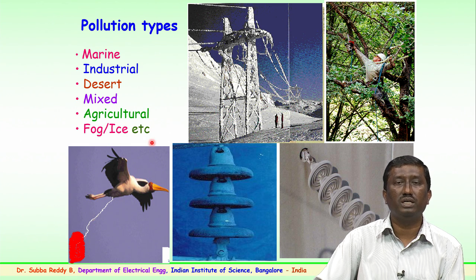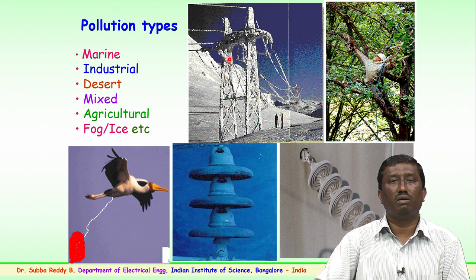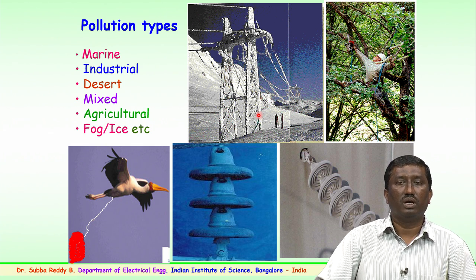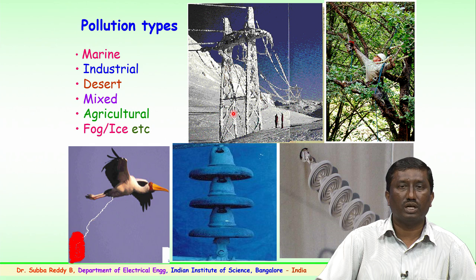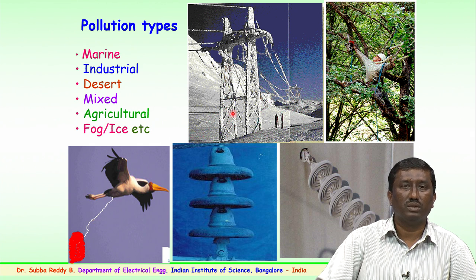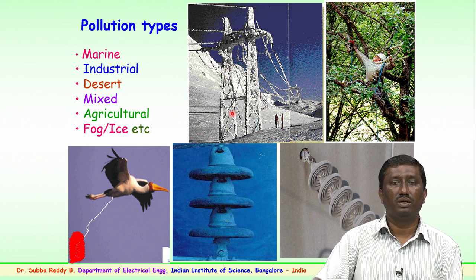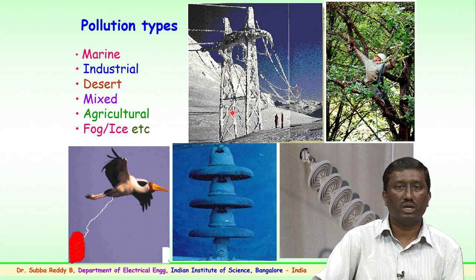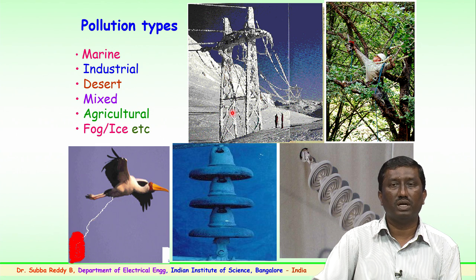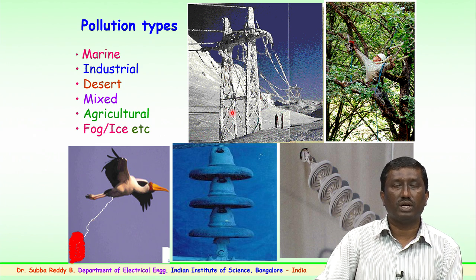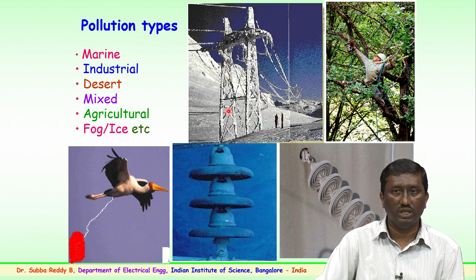Similarly, fog or ice, this again happens at high altitude and in countries where ice loading is seen on the transmission tower. This could again become an impediment for the smooth functioning of the insulator, where pollution or contamination flashover creates a major hurdle for the transmission or utility engineers.